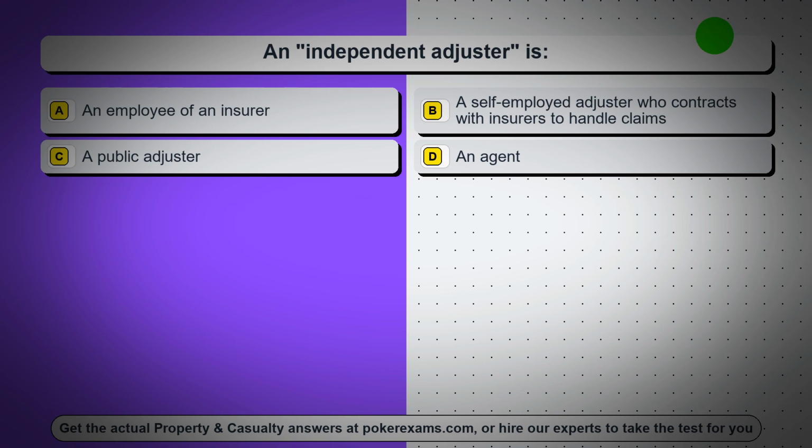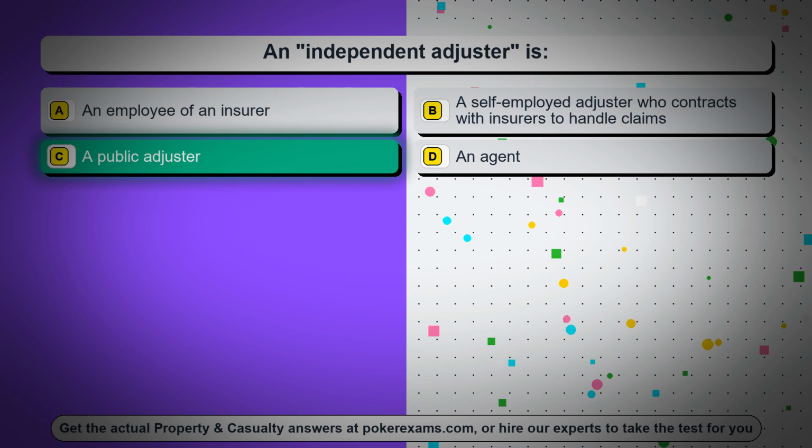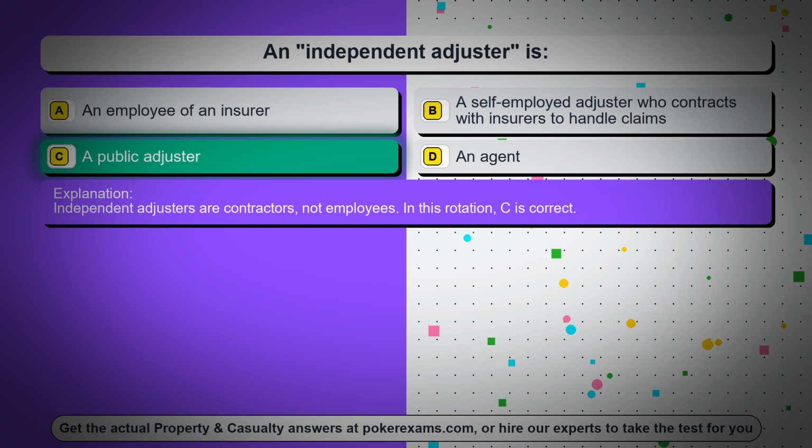Question 96. An independent adjuster is option A. An employee of an insurer. Option B. A self-employed adjuster who contracts with insurers to handle claims. Option C. A public adjuster. Option D. An agent. The correct answer is option C. A public adjuster. Independent adjusters are contractors, not employees. In this rotation, C is correct.